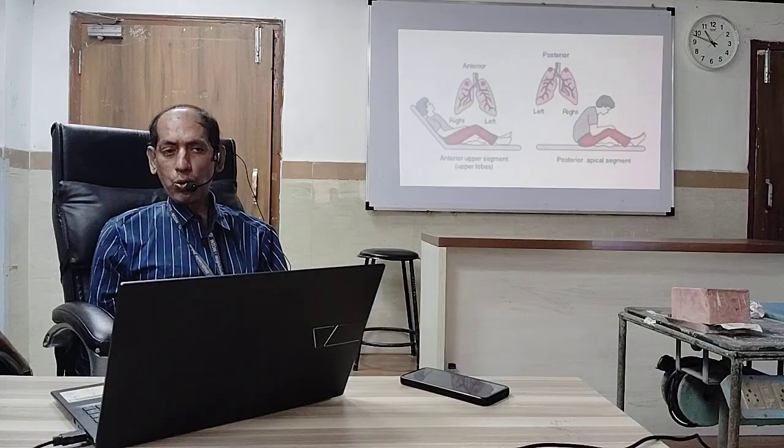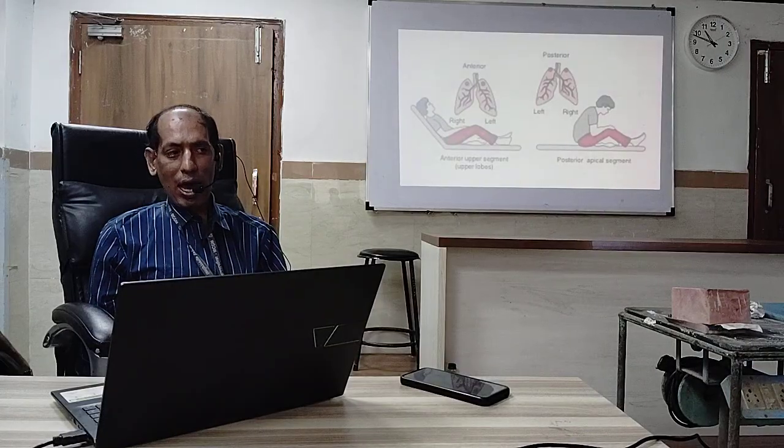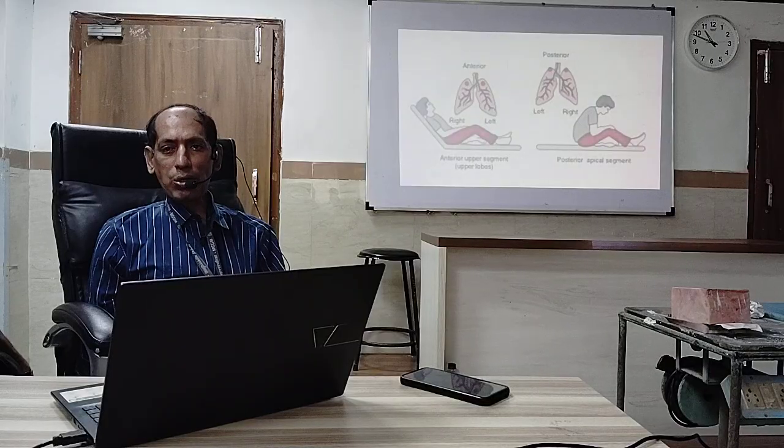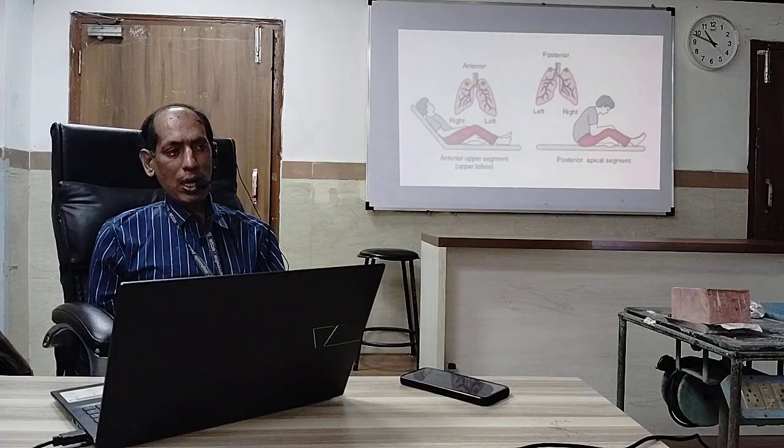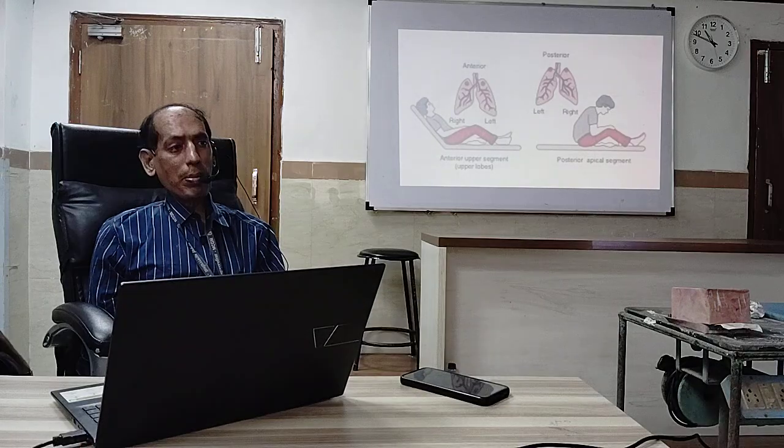The apical segment usually does not have accumulation of secretion, because it's naturally assisted by gravity. But the apical segment is most susceptible to tuberculosis because it has maximum oxygen and minimum blood supply.